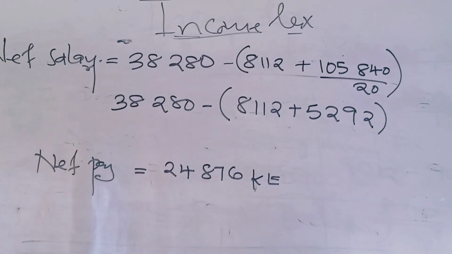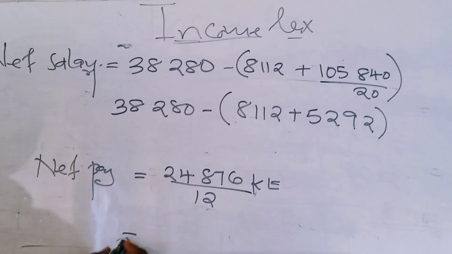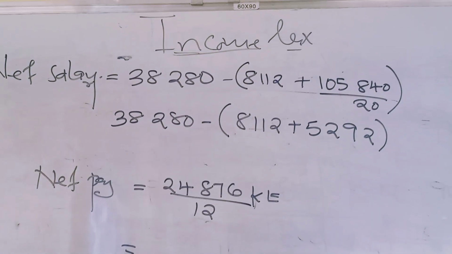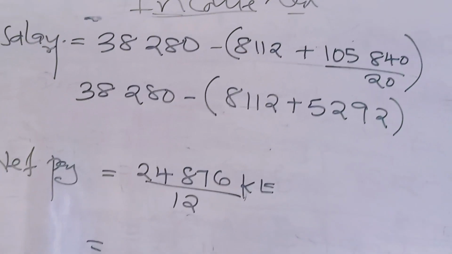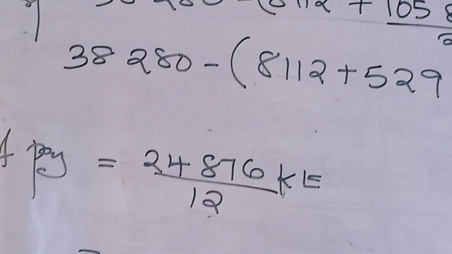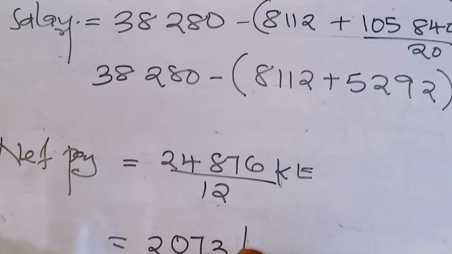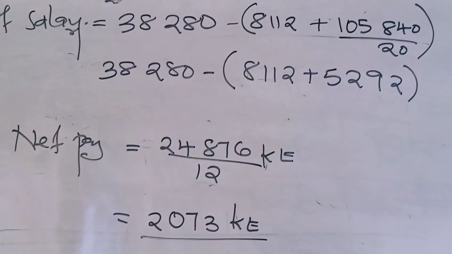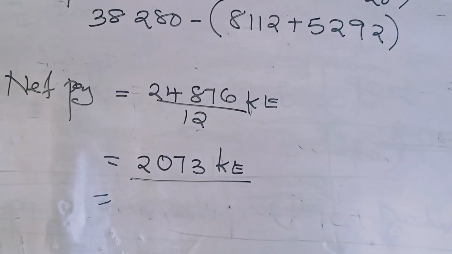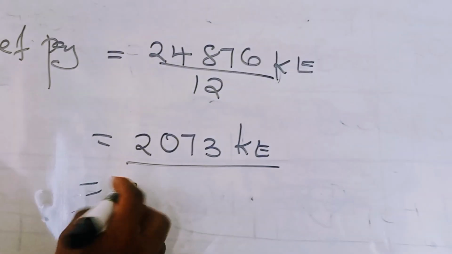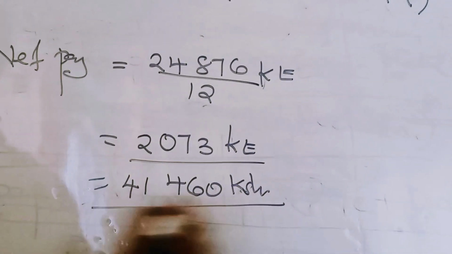But the question tells us to get his net salary per month. So we simply divide by 12 to see the amount of money as net pay he earns per month. Let us see. So we have 24,876 divided by 12. So we're going to have he earns 2,073 pounds. If you wish, you can leave your answer in pounds, or you can proceed and give your answer in Kenyan shillings. So you simply multiply by 20. So this person earns a net pay of 41,460 Kenya shillings per month.